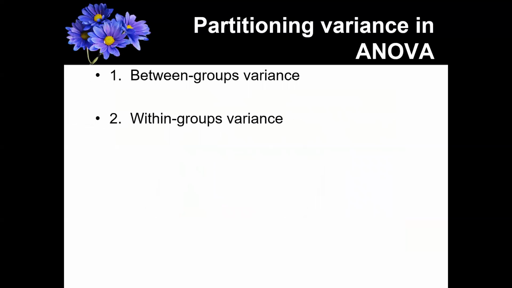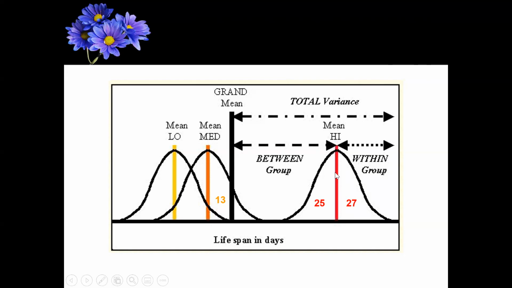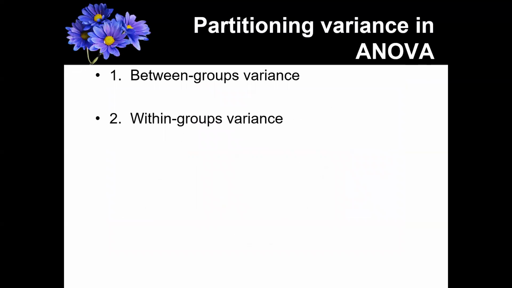On the other hand, we also have within groups variance, meaning how much do individual scores within a condition vary. So, for example, all these people in the high exercise condition, how much do they vary from each other? How much do 25 and 27 differ from one another? How much does 13 differ from the other scores in the medium condition? How much do scores within the low condition differ from one another? And we're going to use these two things to tell us something about whether there are actual population differences, or at least suggest whether there are or not.